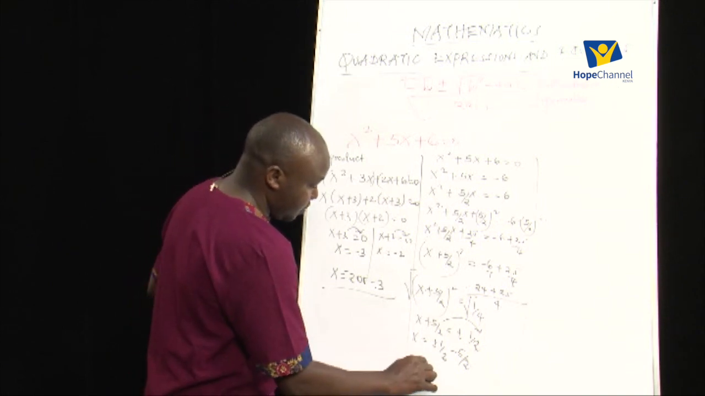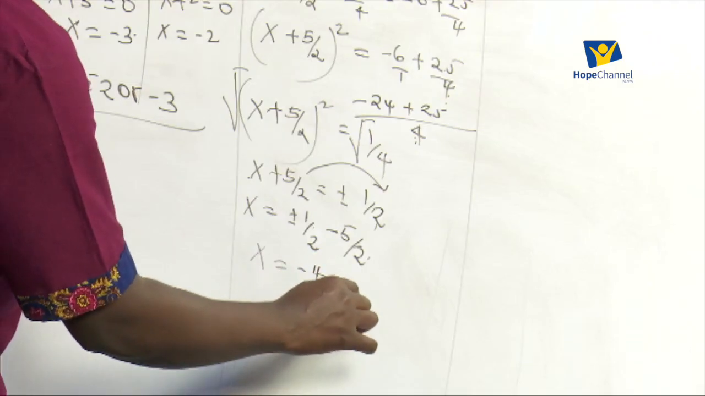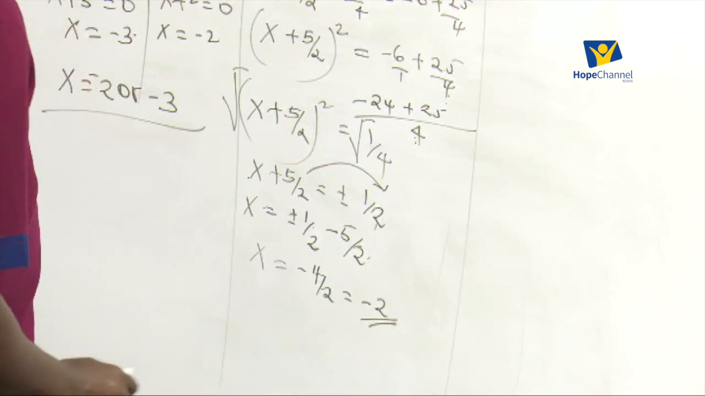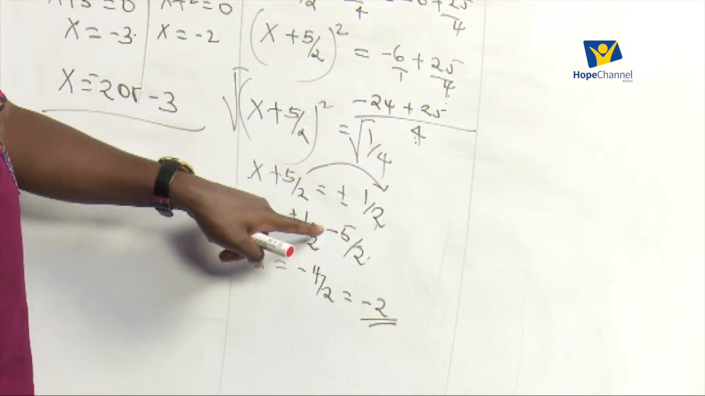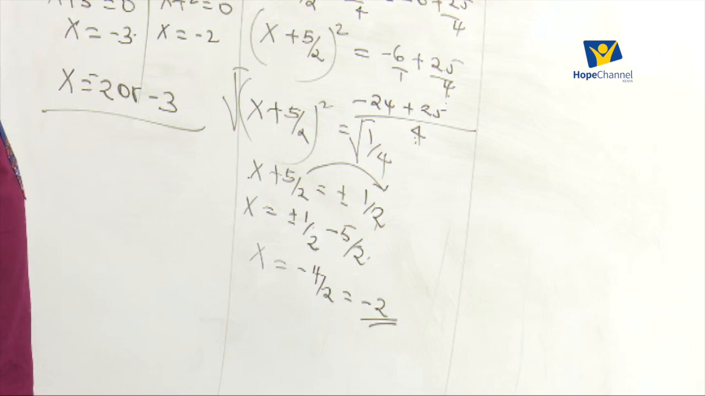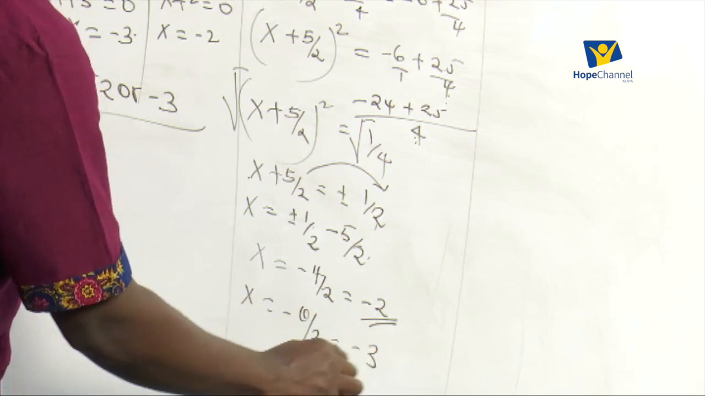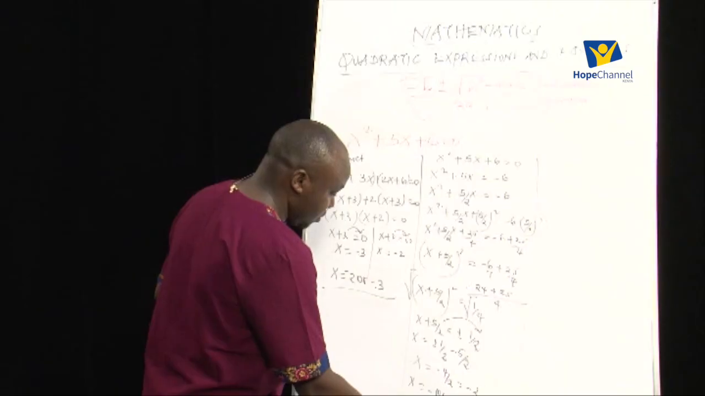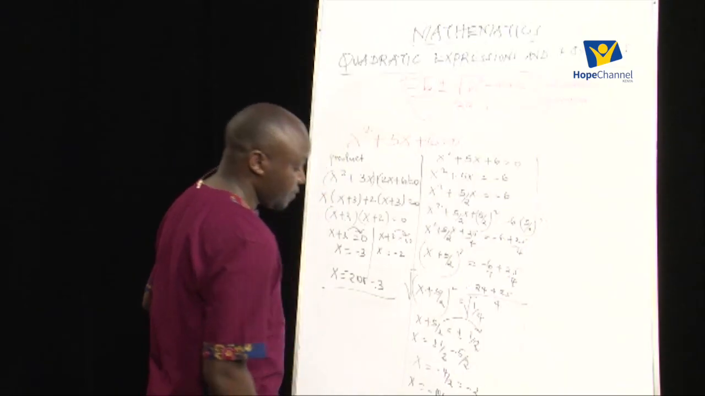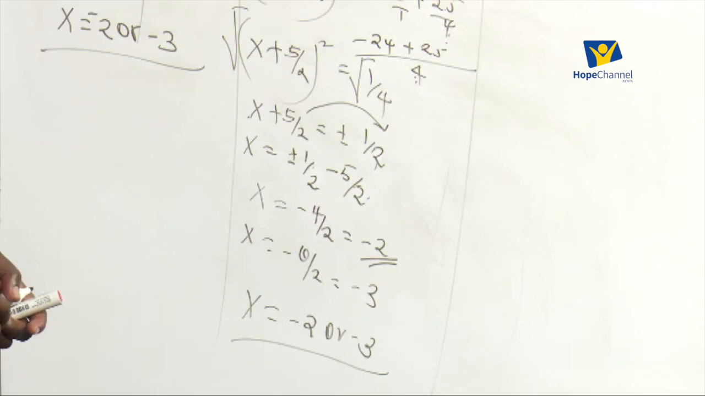So x will be negative 4 over 2, giving us negative 2. When it's negative, you're going to have negative 1 minus 5, which is negative 6. So x will be negative 6 over 2, which is negative 3. So my x is negative 2 or negative 3. That is using the completing square method.